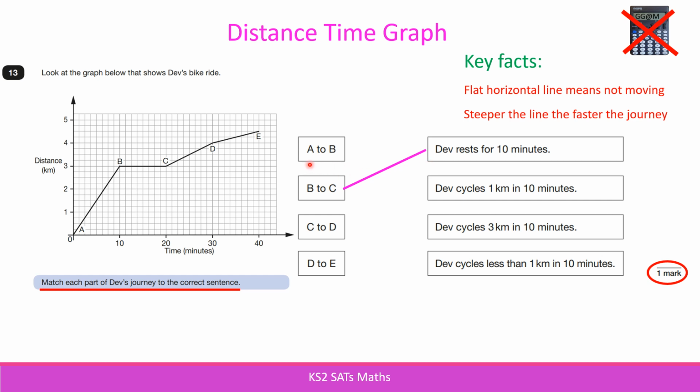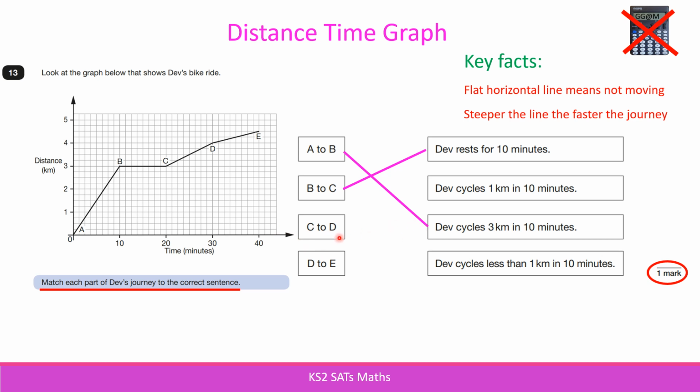We're going to next look at the first section, going between A and B. So 10 minutes is the time taken between A and B, and in those 10 minutes, we have travelled 3 kilometres. So you can look up here, we've gone 3 kilometres. If you look down here at the rest of the answers, the only one that has 3 kilometres in is this one here. It says Dev cycles 3 kilometres in 10 minutes. Yes, he did. So between A and B, we match up this sentence here.